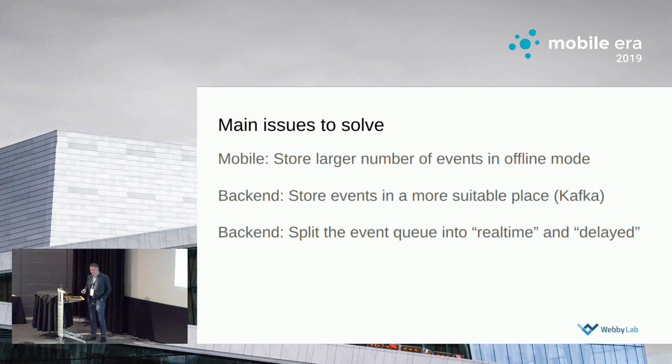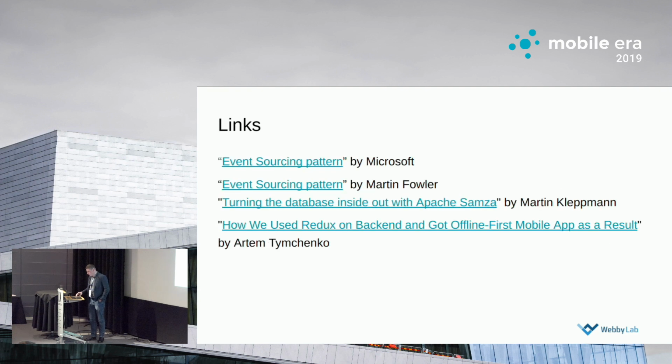Yeah, there are issues to solve. As I mentioned before, we are going to switch to Kafka, create 2 queues, one for real time and one for delayed processing, and store a larger number of events in offline mode. Because if a user is offline for a week, it's not a case for us, but it can happen. Then it requires more space, and we need to change our approach to how we store and process events on mobile.